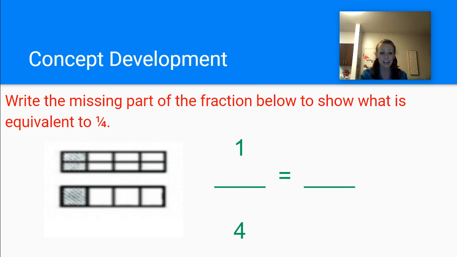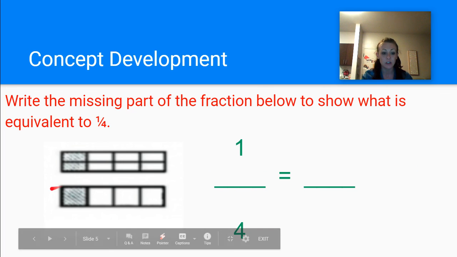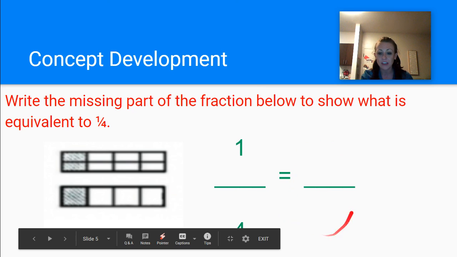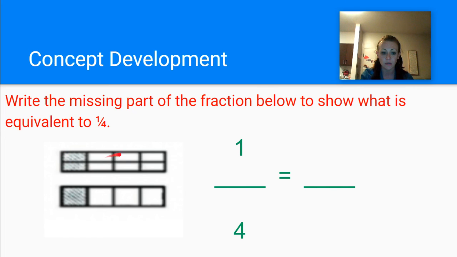Now on this next slide, I need to write the missing part of the fraction below to show what is equivalent to 1/4. This picture right here represents my 1/4 because one piece is shaded out of 4 in all. So on this other fraction, I need to write what is represented here. Visually, this amount is equal to 1/4. I just need to figure out what this fraction is. So I see 1, 2 pieces are shaded out of 1, 2, 3, 4, 5, 6, 7, 8 in all.